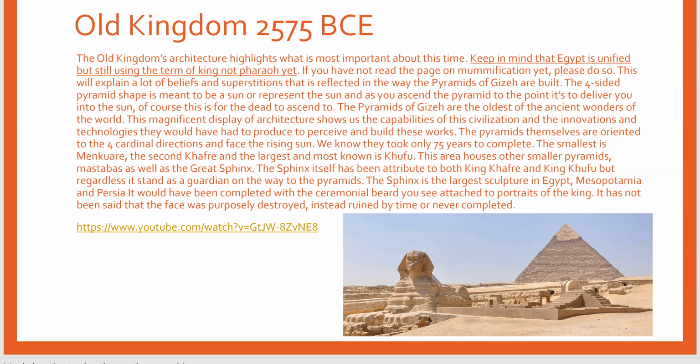This is sort of a golden age for Egypt. Now, keep in mind, yes, they're unified, but we're still not using the term pharaoh yet. So even in the Old Kingdom, we're still using the word king. And if you haven't read anything on mummification yet, from just a little bit I told you, please do so, because it'll make a whole lot more sense why things are built the way they were built. And especially with the pyramids of Giza, there are a lot of specifics to their orientation to celestial bodies, where they were placed, and why. All of that has to do with the rise of the dead.